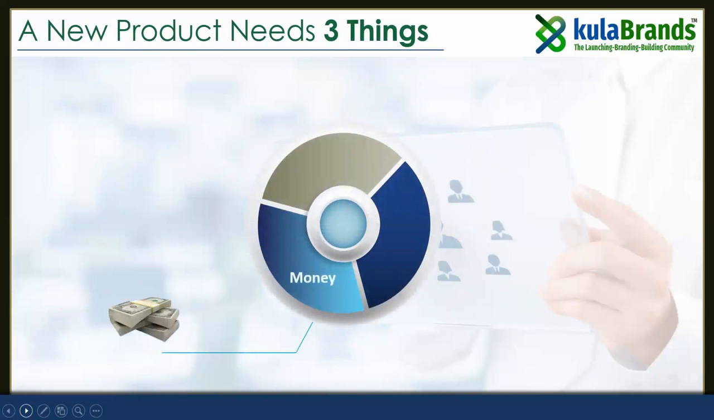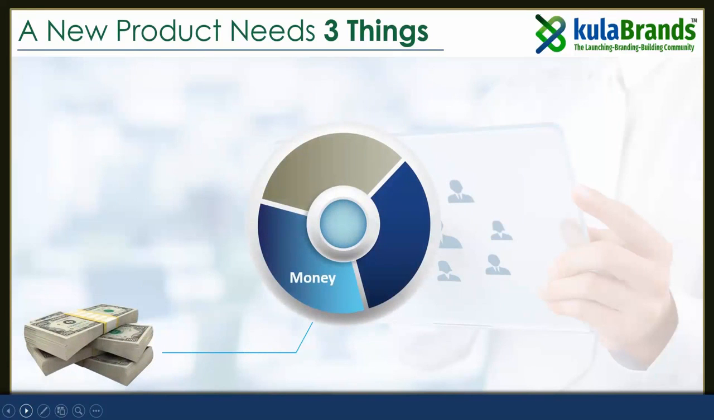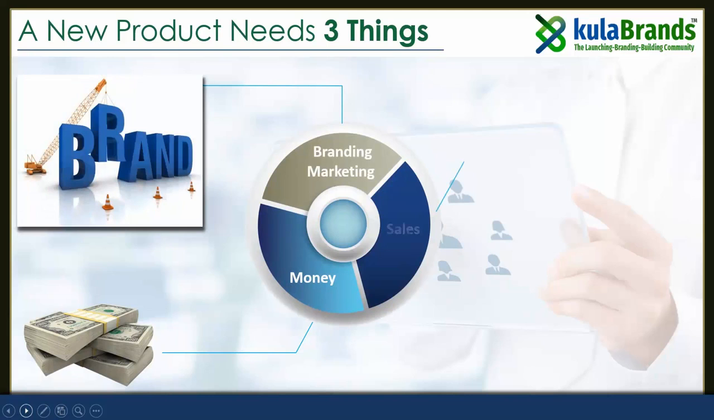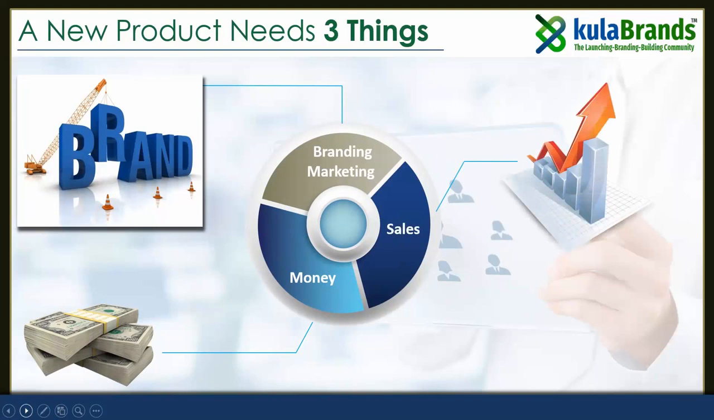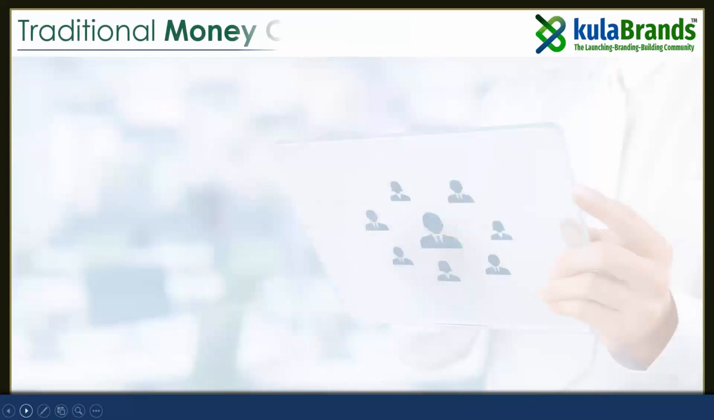See, there's three things that an inventor needs in order to take their product to the marketplace. One is money, two is branding and marketing, and number three is sales. So I'm going to show you through this presentation how we help inventors get those three options. But first, let's look at the traditional. So we're going to start with money.